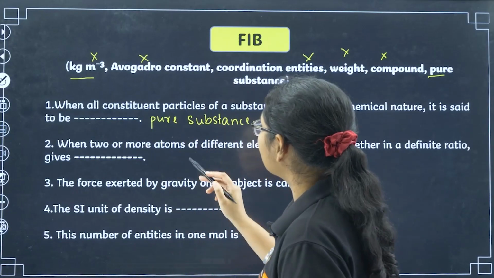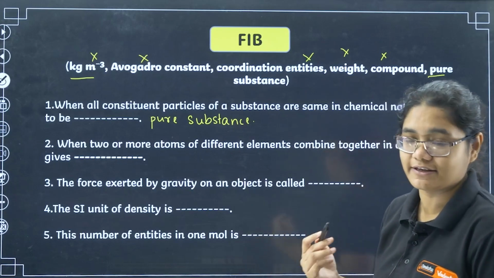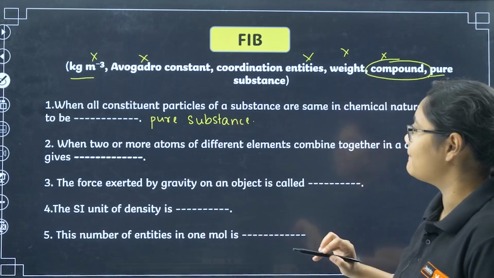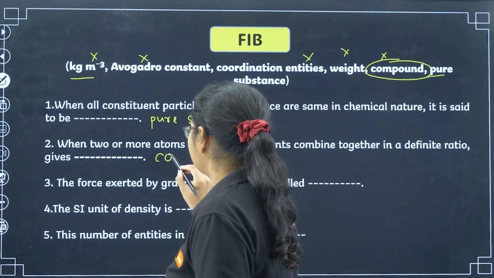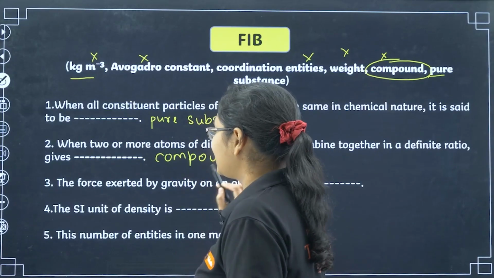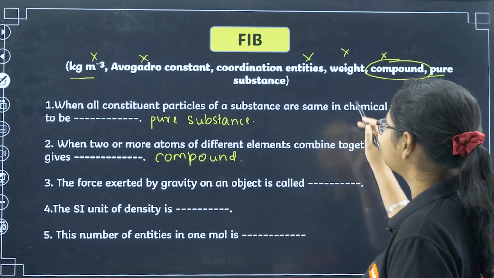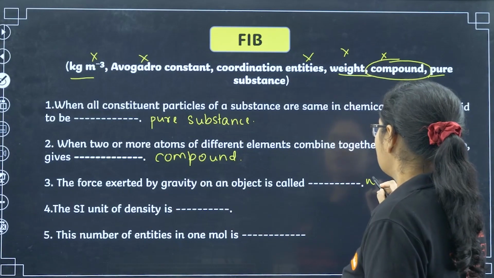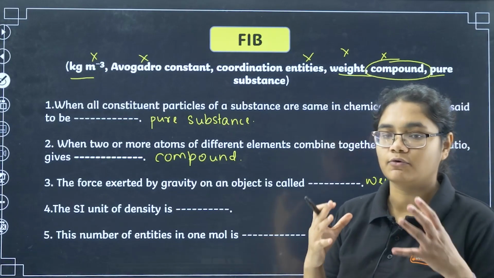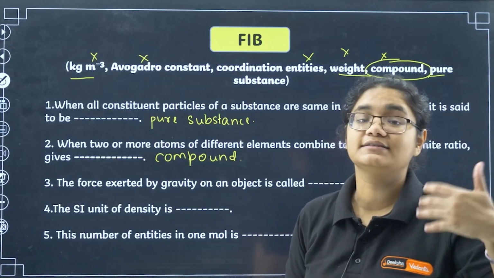Next, when two or more atoms of different elements combine together in a definite ratio or in a fixed ratio, that gives you something called a compound. So this is my compound. Okay. Next we have the force exerted by gravity on an object is called weight. So the gravity force that is exerted on a certain particle, that is its weight.